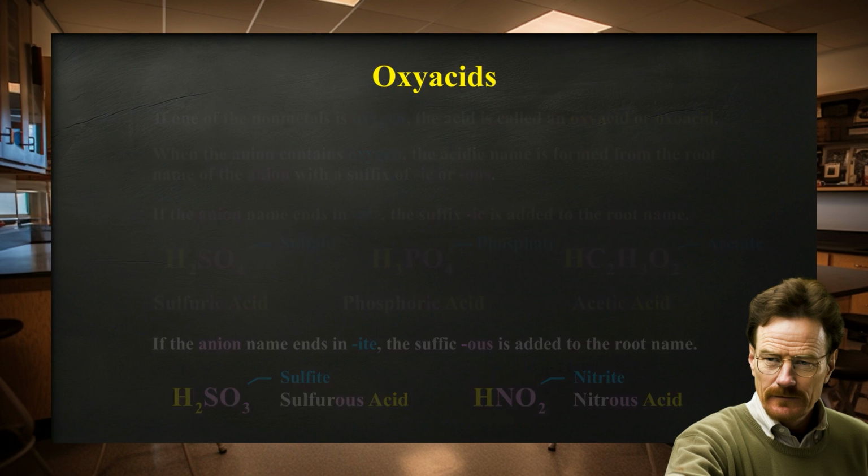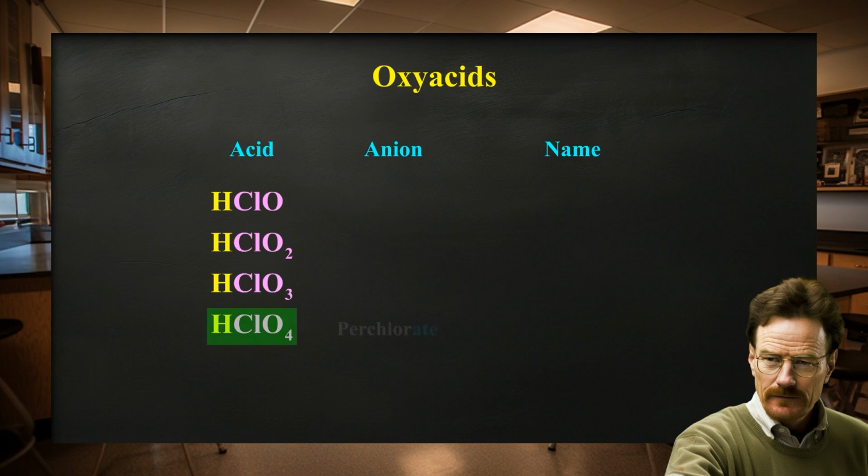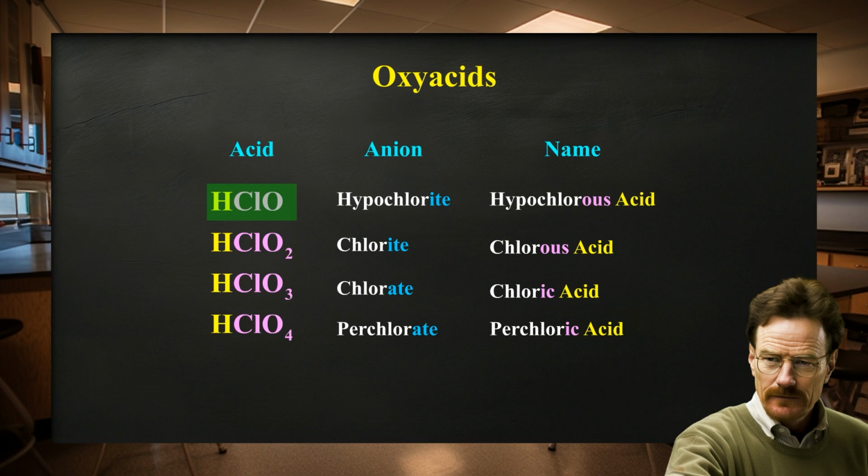The application of these rules can be seen in the names of the acids of the oxyanions of chlorine. The acid that contains the perchlorate polyatomic ion is named perchloric acid. The acid that contains the chlorate polyatomic ion is named chloric acid. The acid that contains the chlorite polyatomic ion is named chlorous acid, and the acid that contains the hypochlorite polyatomic ion is named hypochlorous acid.